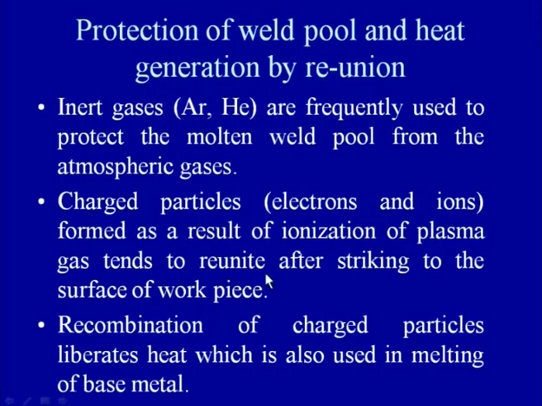The charged particles in the plasma, in the form of electrons and ions, tend to reunite, and this reunion or recombination of the charged particles liberates a lot of heat, and this heat liberated is further used for melting the faying surfaces. So, this is another way by which the heat generated due to the reunion of the charged particles in the plasma forming gas helps in melting of the base material. The major portion of the heat generated by the plasma is transferred to the base material and used for melting the faying surfaces, but some of the heat generated by reunion of these charged particles is also used for melting of the faying surfaces for welding to take place.